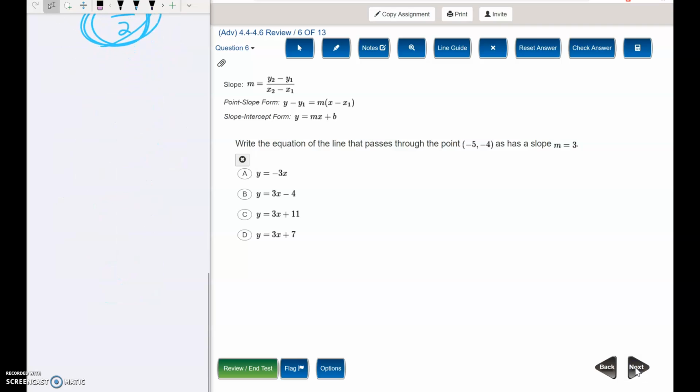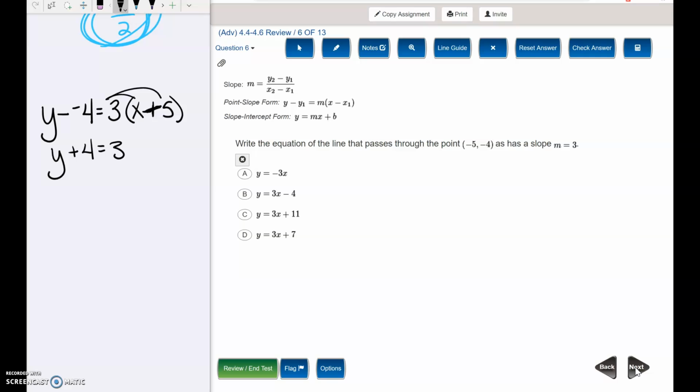Write the equation of the line that passes through the point and has the slope. So the formulas are all there for you. We do y minus the y value of the point equals the slope times x minus the x value of the point. Minus the negative is plus, and actually this minus the negative here is also a plus. Distribute, we've got 3x plus 15.